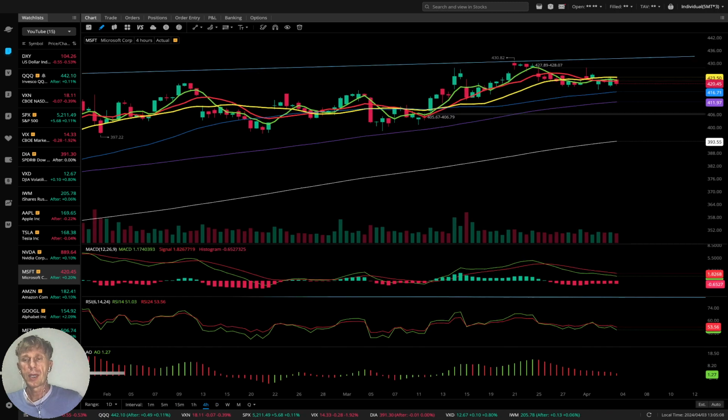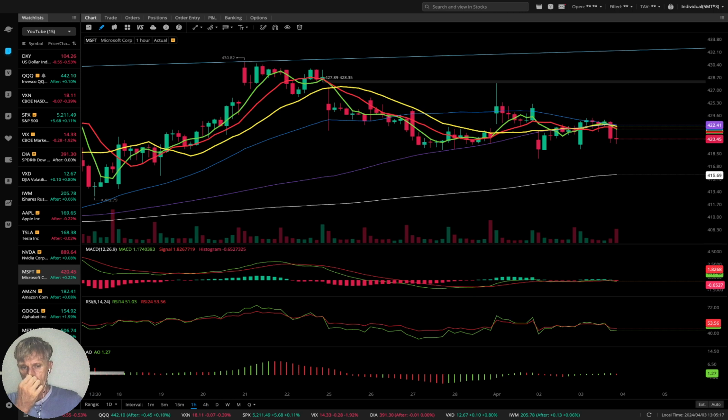4 hours time frame. MA5, 10 and bars below 20. Bearish crossover, bearish trend. All indicators bearish. 1 hour time frame, it's a sideways in bearish territory. It's below 20, it's kind of sideways below all moving averages except 200.